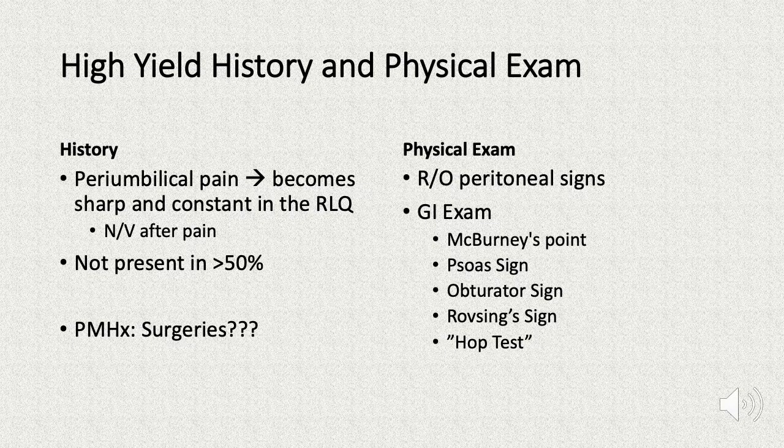You can look for psoas sign, which is pain with hyperextension of the right leg. You can look for obturator sign, which is pain with internal rotation of a flexed right hip. And then you can look for Rovsing sign, which is right lower quadrant pain with palpation of the left lower quadrant. Finally, in pediatric patients, you can do the hop test, which is you ask a kid to hop and they refuse to do so because of pain.